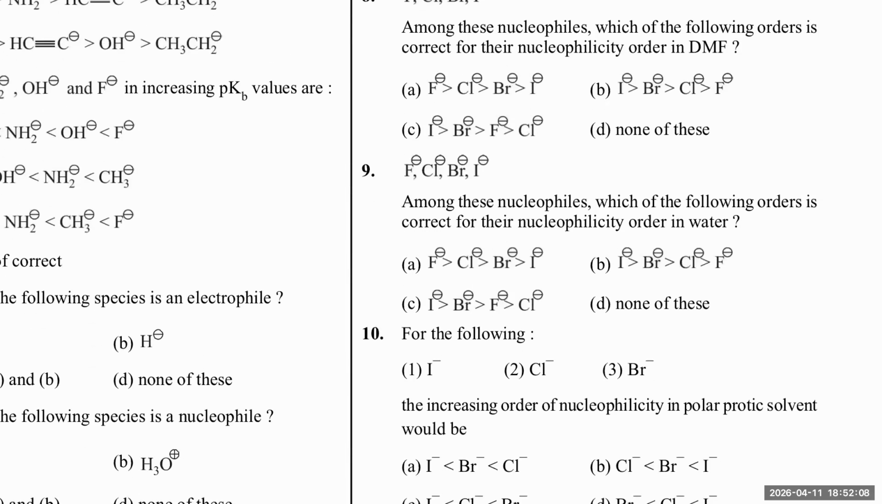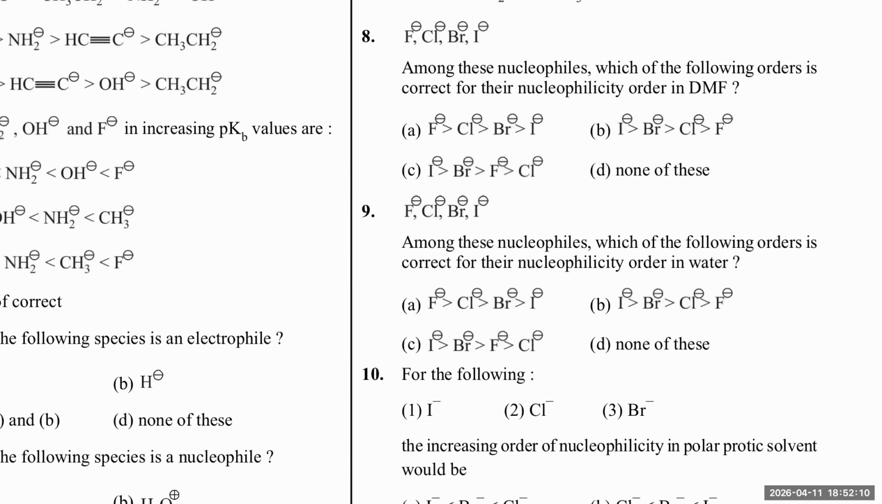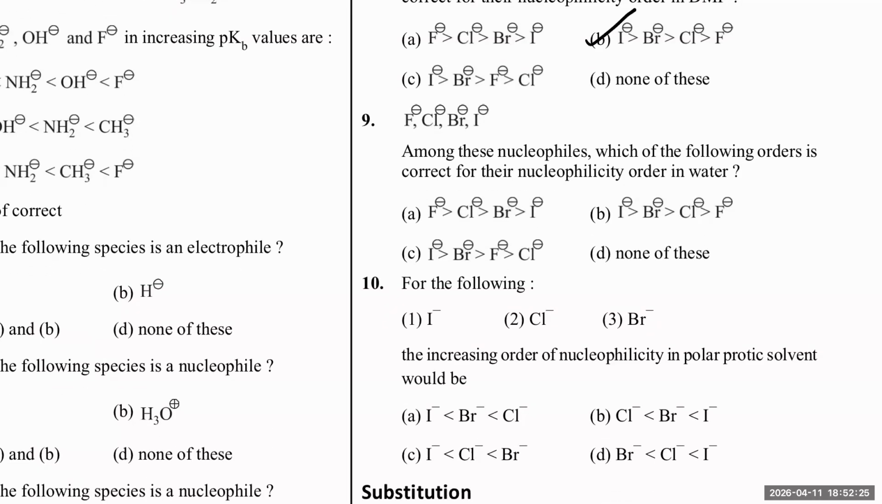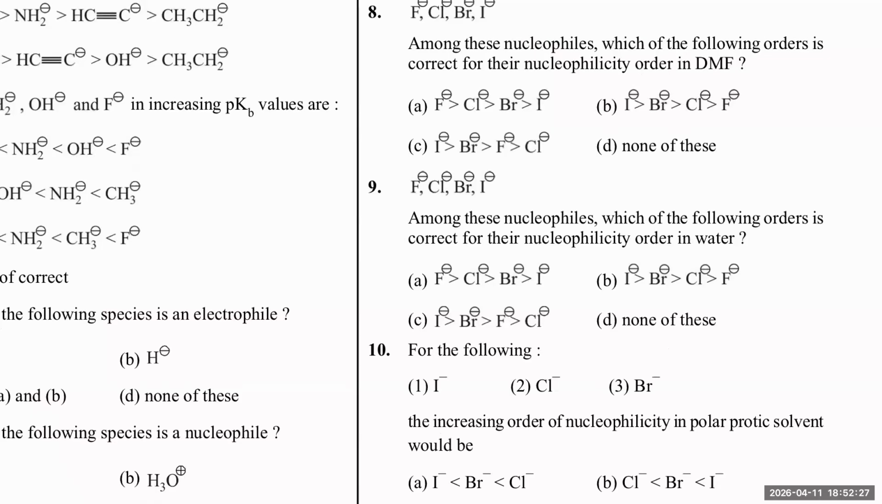Come to these two questions, eighth and ninth. Among these nucleophiles, which of these is the order in DMF? DMF is an aprotic solvent. In aprotic solvent, fluoride will be the strongest nucleophile. And if it is in water, then iodide will be the strongest nucleophile. Because in water, which is a polar protic solvent, fluoride will be surrounded by a lot of water molecules.